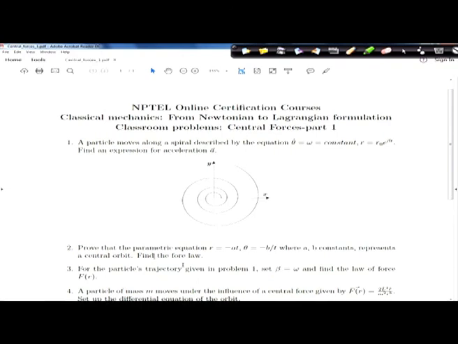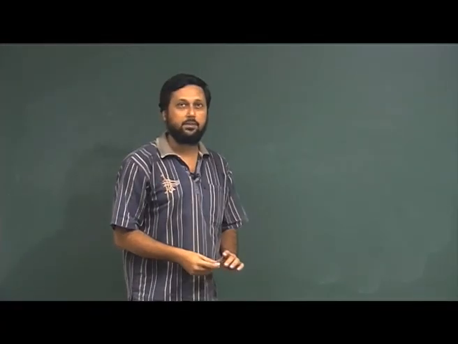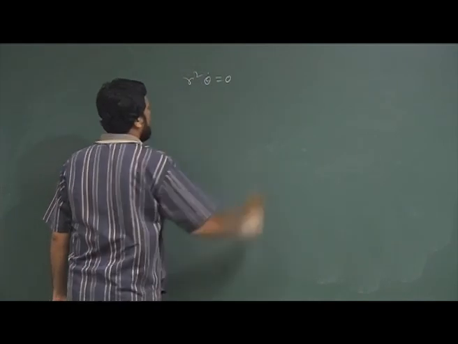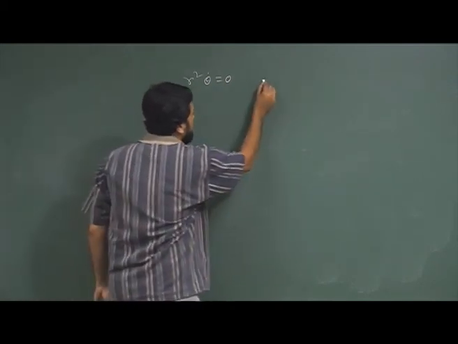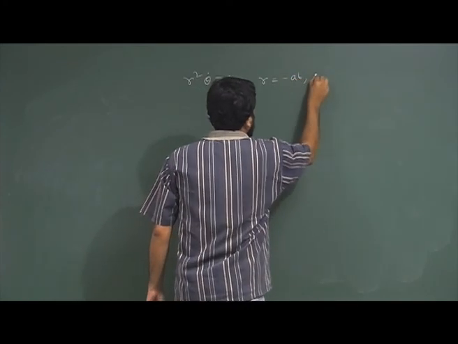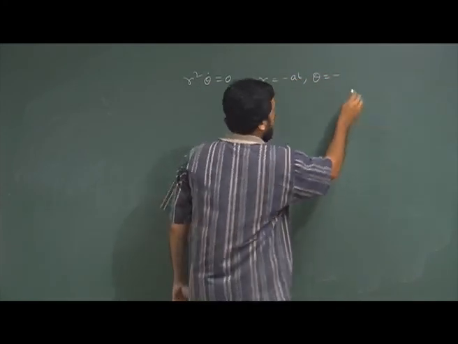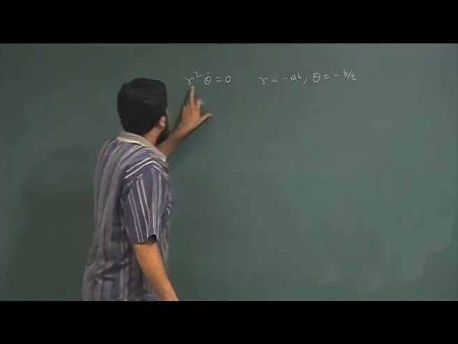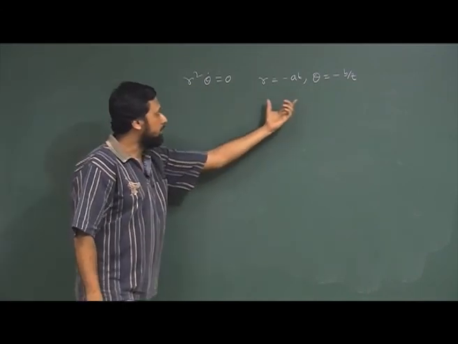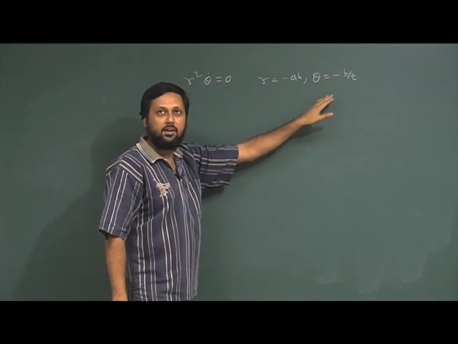Let us come to the board again. We have to first prove, now what is a central orbit? Central orbit means r square theta dot will be equal to a constant. So, if we can prove that for this particular set of parametric equations, which is r equal to minus a t, theta equal to minus b by t, we can prove that r square theta dot is constant, then that essentially proves that this particular set of parametric equations represents a central orbit.